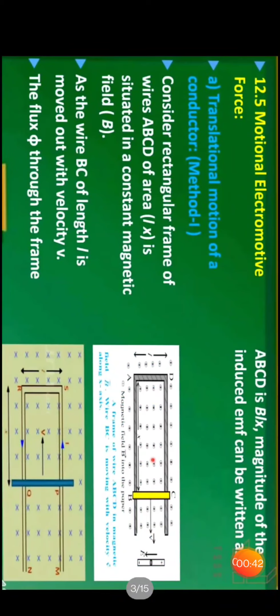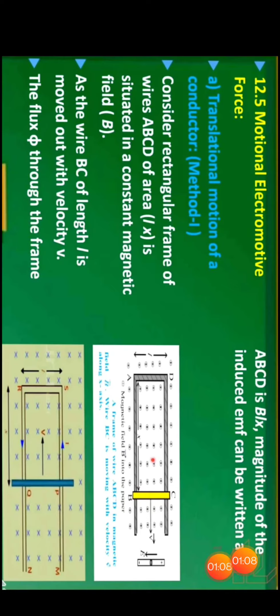As the wire BC of length L is moved out with velocity V, the flux phi through the frame ABCD is BLx.